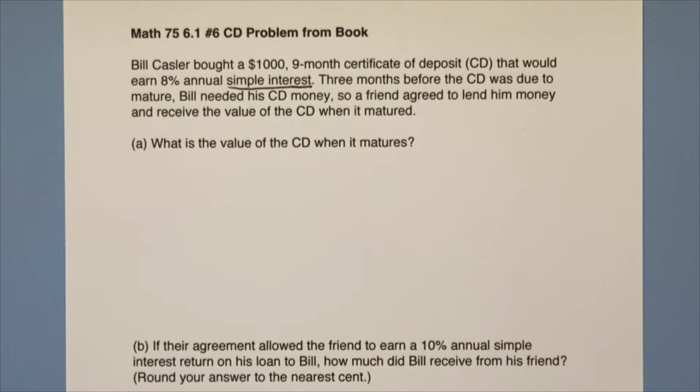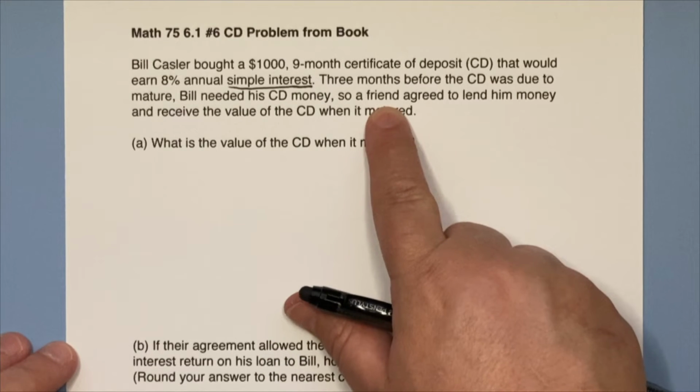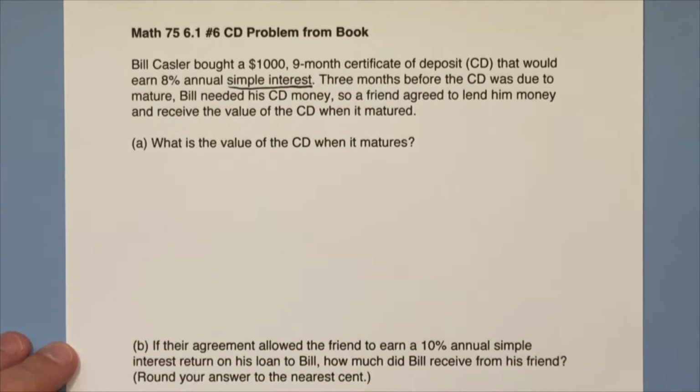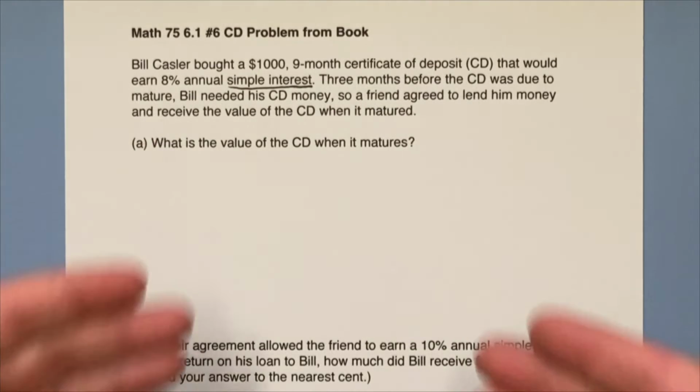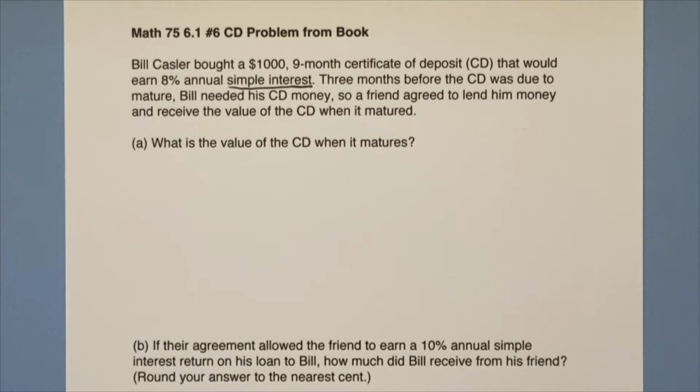So Bill did not want to go to the bank and ask for his money back, but a friend agreed to lend him money and receive the value of the CD when it matured. So in other words, instead of taking the money out of the bank, he had a friend effectively buy the CD from him. So this problem comes in two parts, which is nice. The book breaks it down, or WebAssign breaks it down into two pieces.